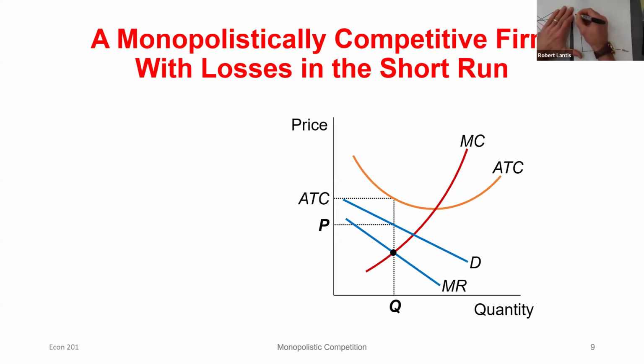So if we had this depiction, I've got the quantity that the firm is choosing. Here's our initial demand curve. Here's our initial marginal revenue curve. Oh, what do I want? I want my marginal cost to look something like this.